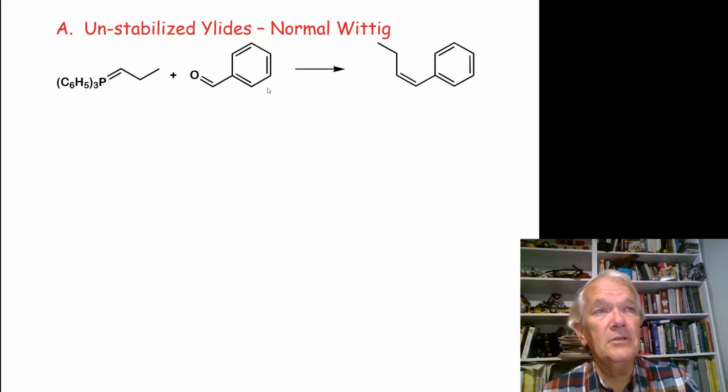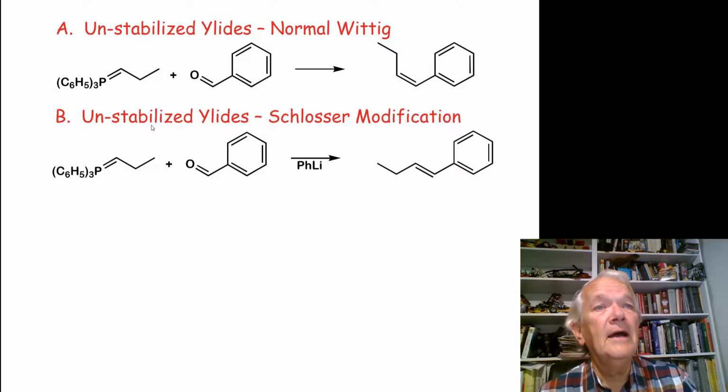This is the one we'll talk about the most, or you'll use the most. It gives you these Z configurations for unstabilized ylides. This is where you throw in the extra mole of base. It says phenyllithium here; butyllithium works as well. That's the one that's in Oscar, and you get the E isomer.